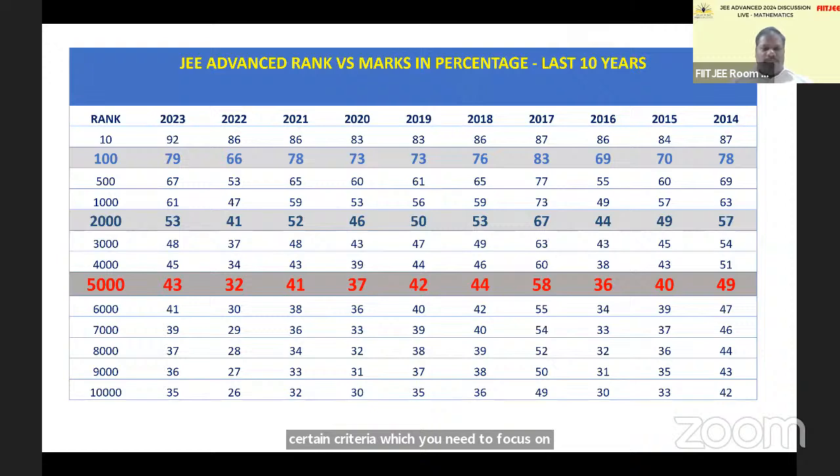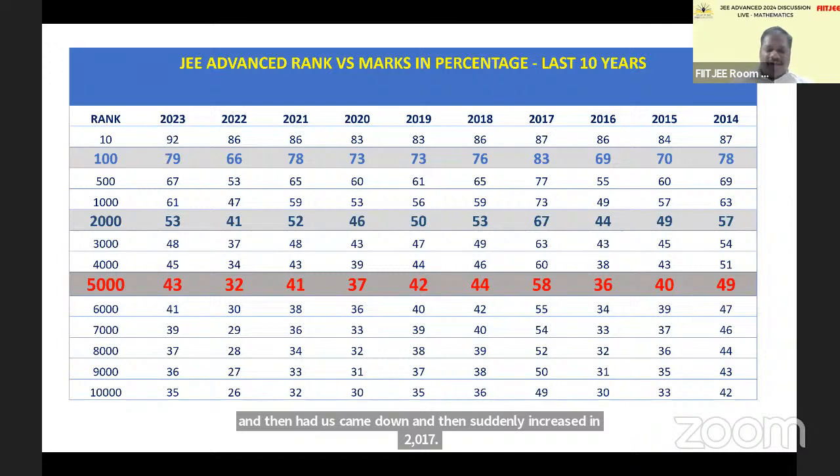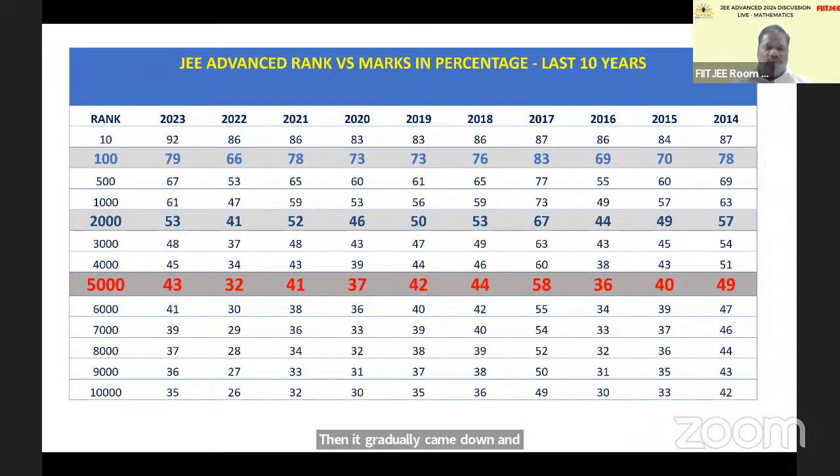So this will give you some rough idea how the percentage-wise All India JEE Advanced rank has been happening. If you see the benchmark of 5,000 rank, it started from 2014 at 49 percent, then it came down, then suddenly increased in 2017. Then it gradually came down and last year it was around 43%. The students who secured 43% were able to be within 5,000 ranks.